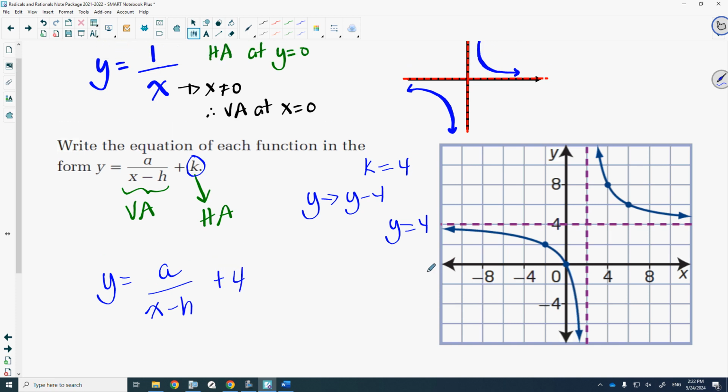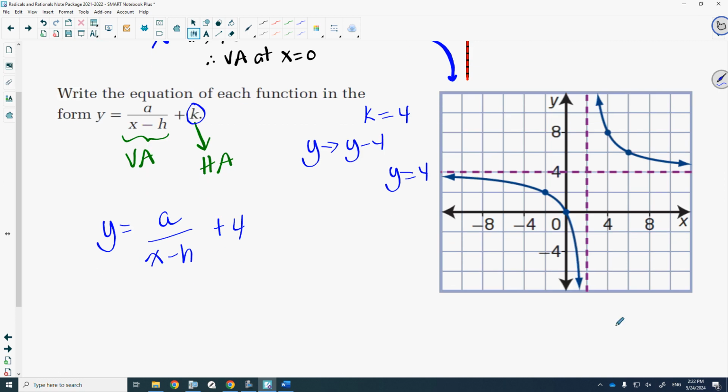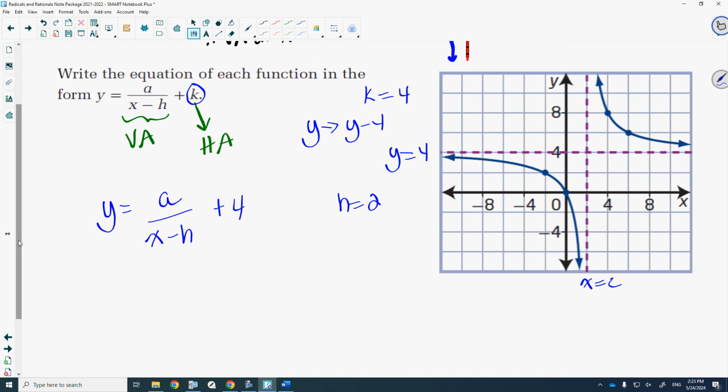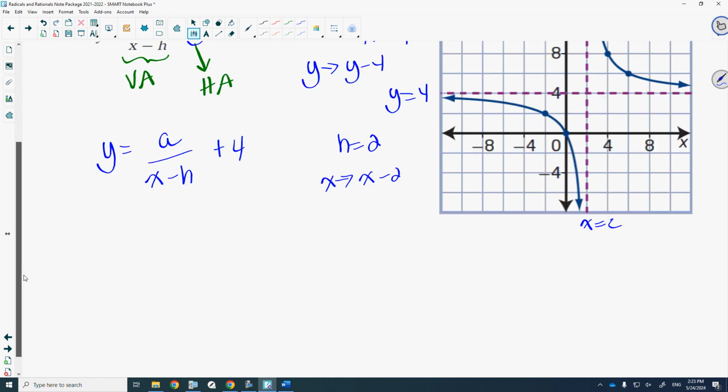Then if we look at our vertical asymptote, the vertical asymptote of this graph is at x is equal to 2. The original is at x is equal to 0. So it was horizontally translated 2 units to the right. That is going to make my vertical asymptote at x equals 2. So we're going to have an h value of 2. It's going to be an x replacement, and x will be replaced with x minus 2. So we will get y is equal to a over x minus 2 plus 4.